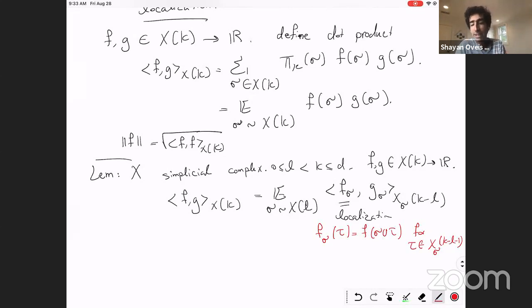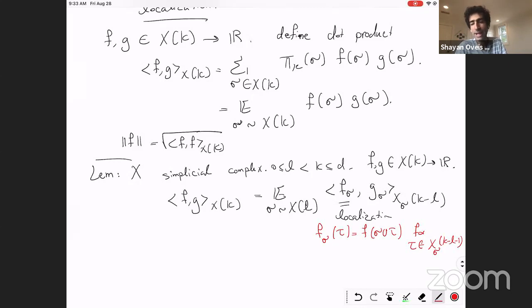Okay, so in particular, if sigma was the empty set, this would be nothing. If you let sigma be the empty set, then f of sigma is the same as f. But when sigma is bigger, this becomes interesting. So another way to think about this lemma is that to calculate the norm of a function, it's enough to calculate the expected norm of this function localized to different faces.